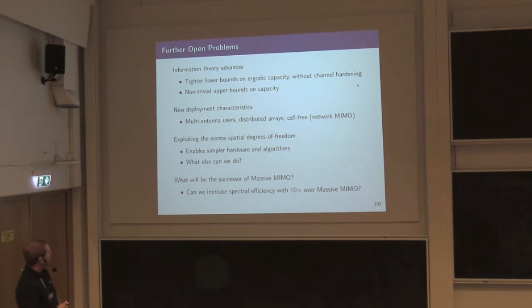And finally, the grand question for later on is, what will be the successor of massive MIMO? Suppose that we in 5 years' time or 10 years' time have a massive MIMO system that performs as well as theory says. How can we move forward from that? How can we get another 10 times performance boost? That's an interesting thing to look into, if someone has an idea about that.